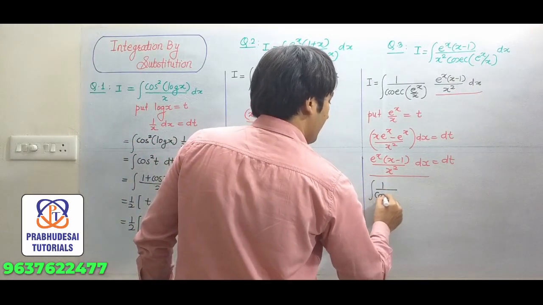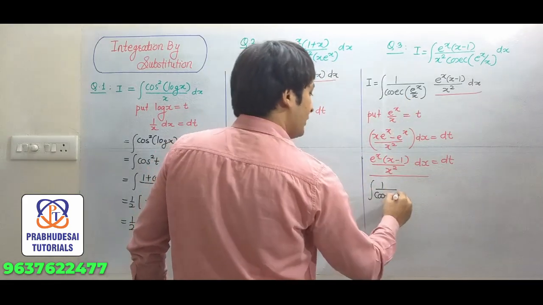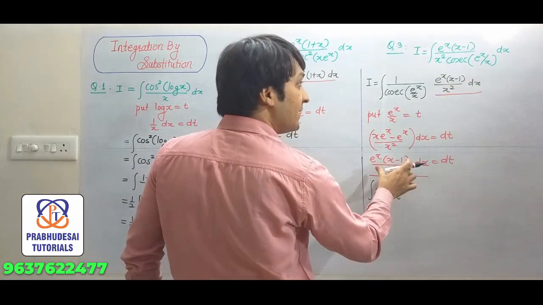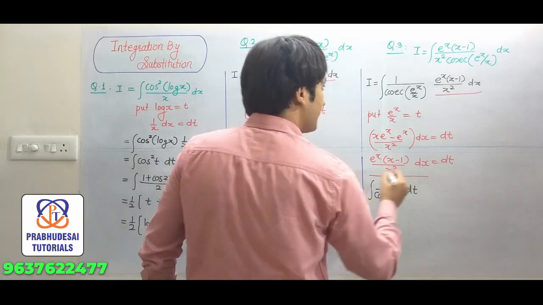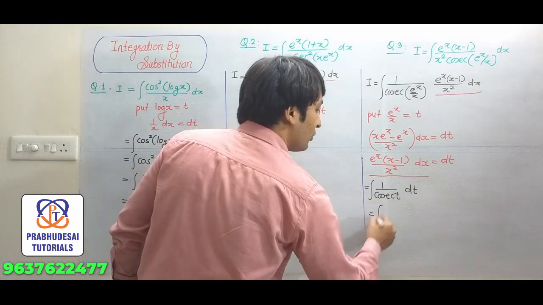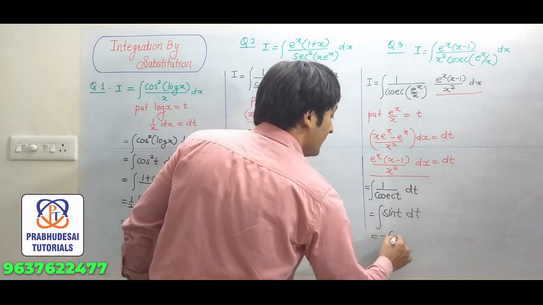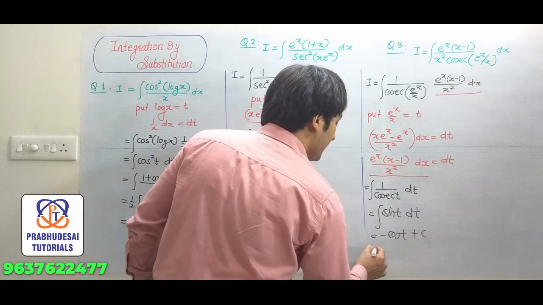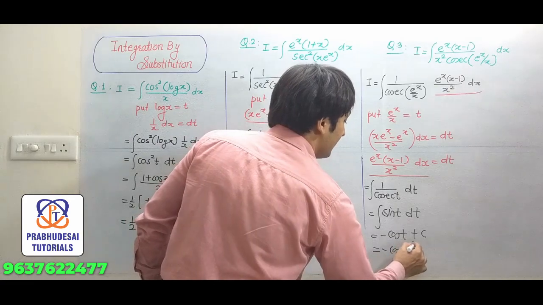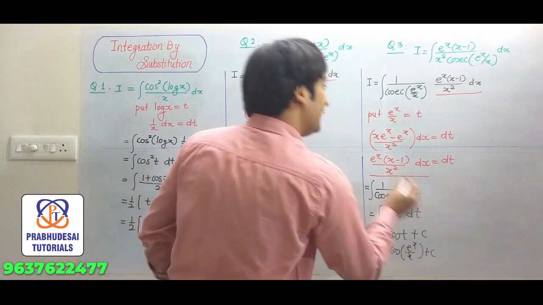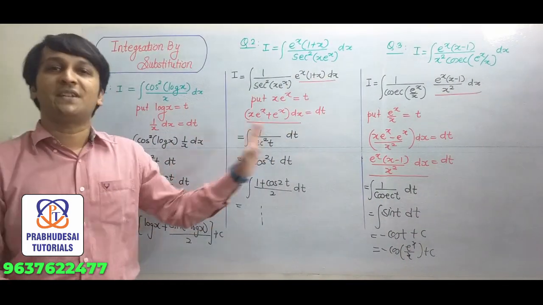Integral 1 upon cosec of, what is e raised to x upon x? t. What is this whole term here? It's dt. And what is integration of 1 upon cosec? 1 upon cosec is sin t dt. Integration of sin is minus cos t plus c, and minus cos t is e raised to x upon x plus c, and this is a simple and basic substitution problem.